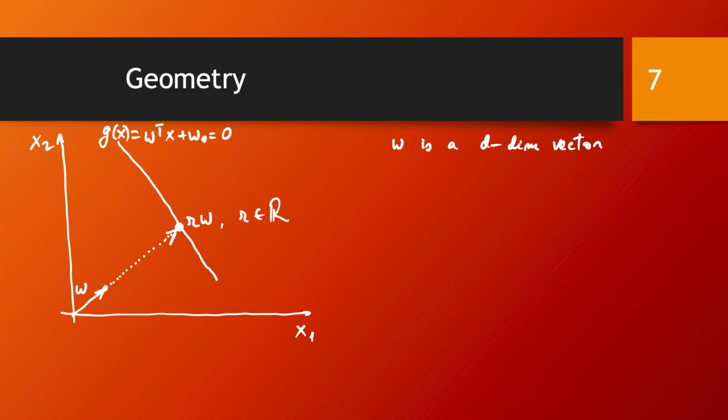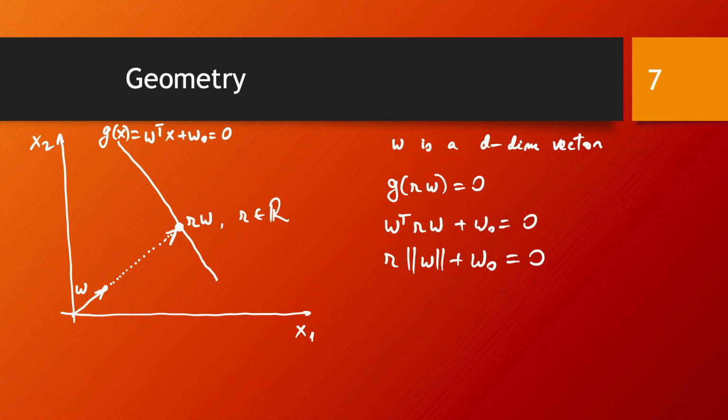And this is simply because it's on the direction of vector w. On the other hand, because it's on the hyperplane, we have that g of rw has to be equal to 0. And when I'm replacing rw in the expression of g of x, we get right away that w transpose times r times w plus w0 equals 0. And so we rewrite this as r times the norm of w plus w0 is equal to 0. And what this means is that we have r equal to minus w0 over the norm of w.